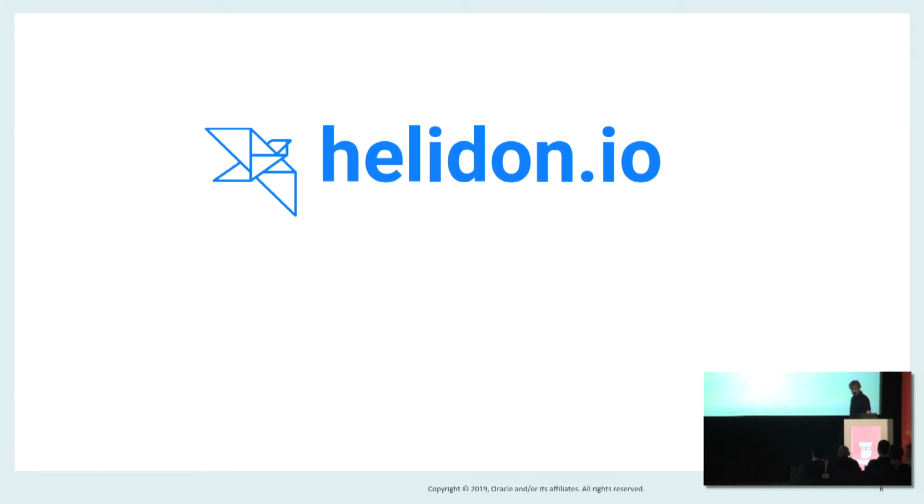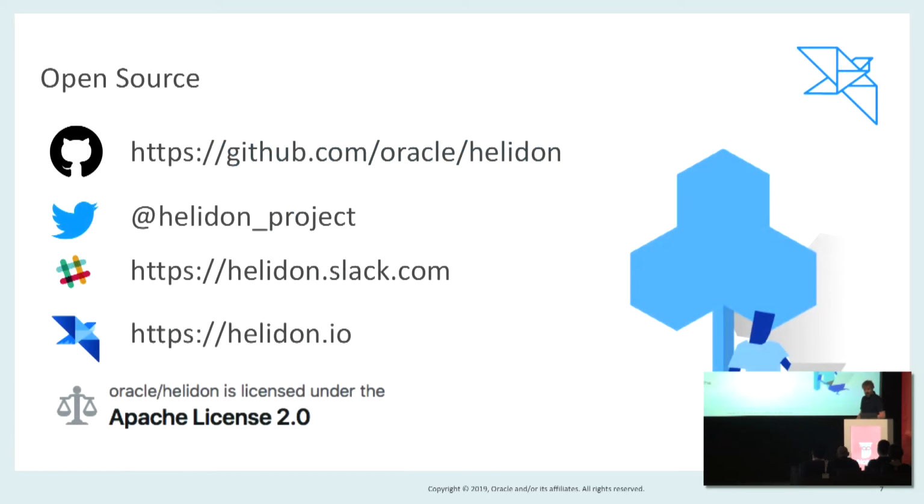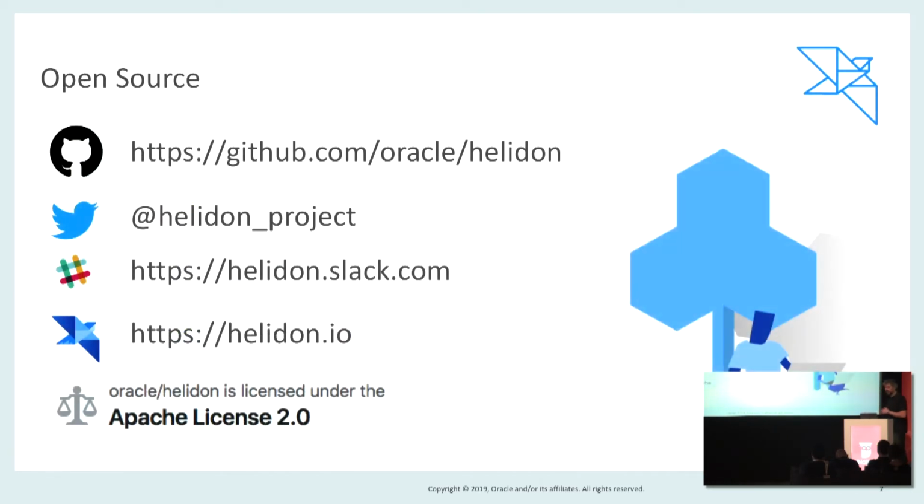So what is Helidon.io? Helidon.io, simply put, is a set of Java libraries for developing microservices. It's a project that we started last year, and it's obviously an open source project, so everything is on GitHub. It's Apache v2. And if you just have to remember one URL, pick Helidon.io, the website. From there, you have access to everything, including a very nicely designed user guide.